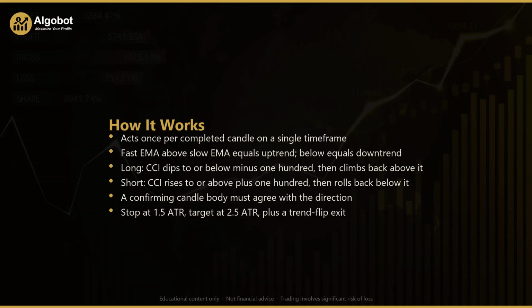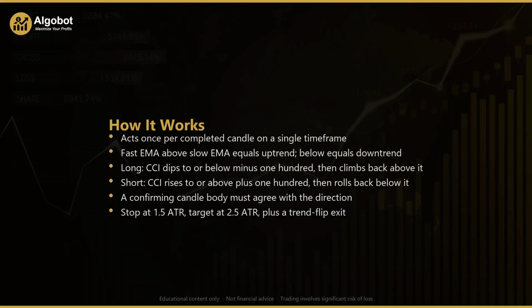The second building block is the CCI pullback gate. The Commodity Channel Index is built from the typical price, the average of each candle's high, low, and close, and it measures how far price has stretched from its recent mean. The default CCI period is 20 and the extreme threshold is 100.